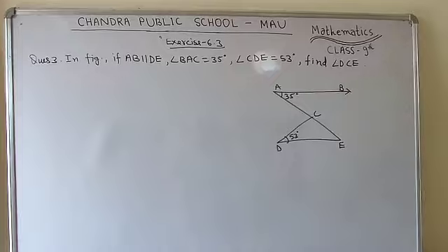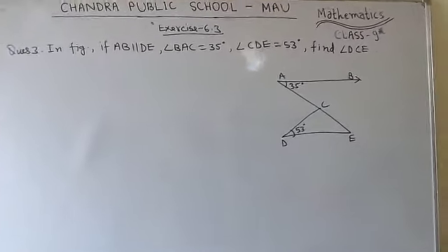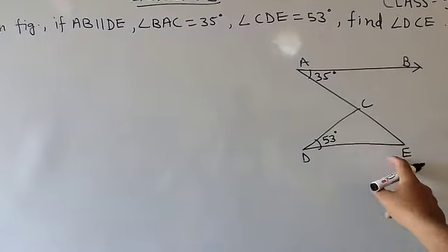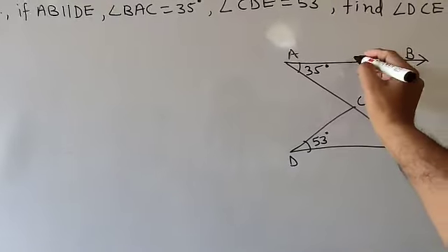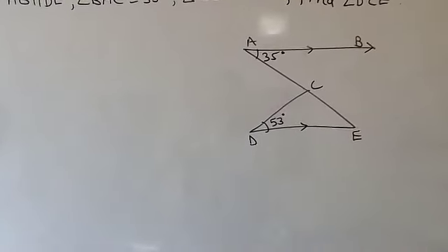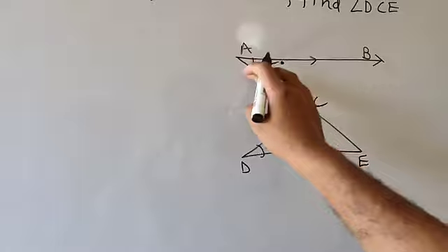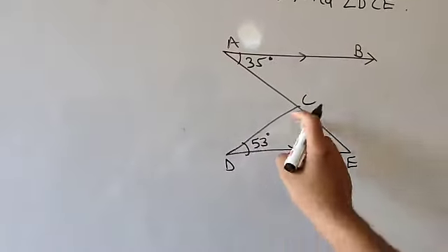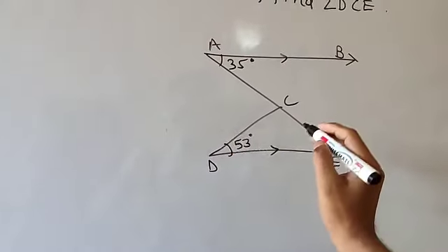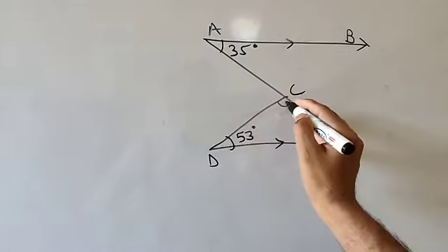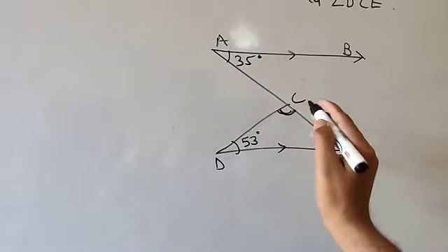Now students, here it is question number 3. In the given figure, if AB and DE are parallel, it means these two lines are parallel. Angle BAC equal to 35 degree, angle CDE equal to 53 degree. Then you need to find angle DCE, the value of this angle DCE.